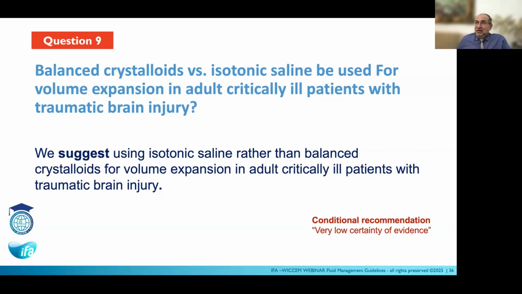Let's remember that isotonic saline has osmolarity 308. So it's actually slightly hyperosmolar, while the balanced fluids are generally lower osmolarity, slightly lower than normal. In case of Plasma-Lyte 148, it's 294. And for LR, it's around 273. So it is slightly hypotonic.